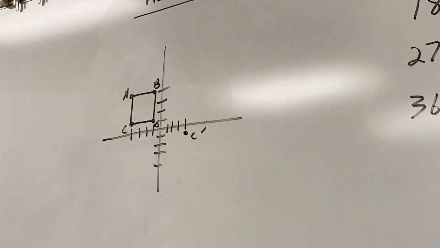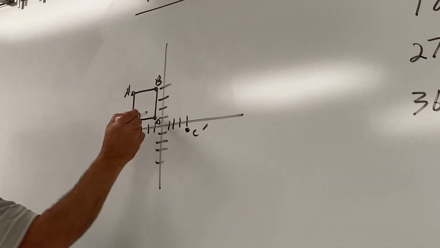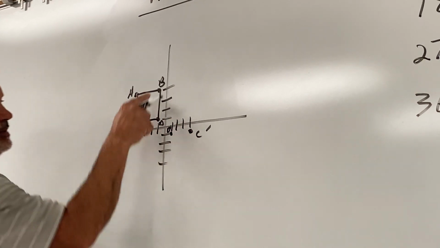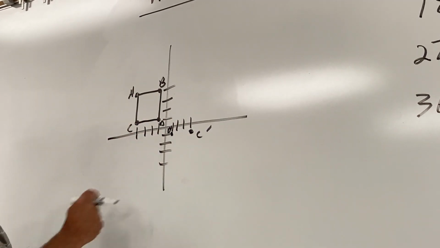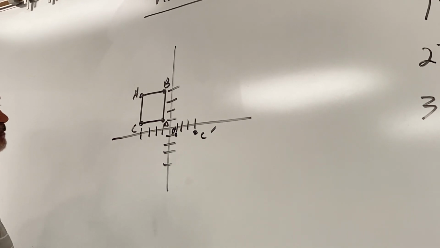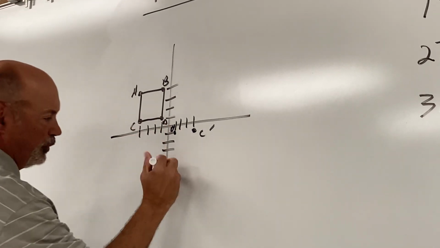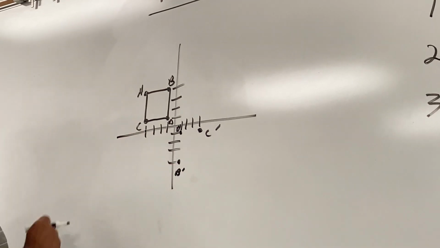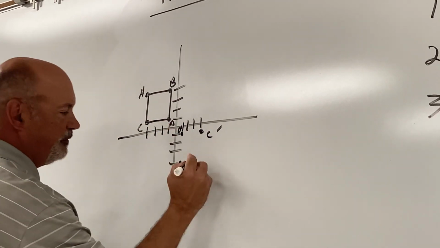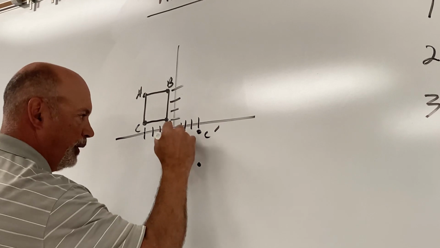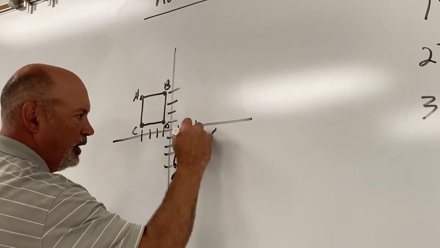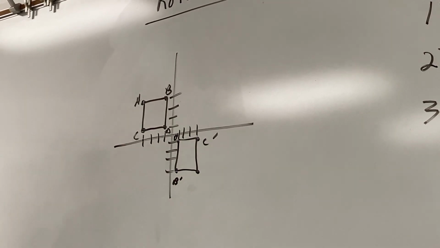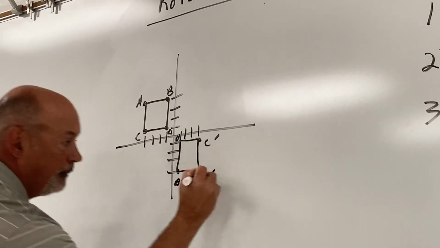How about D prime? 1, -1. How about B prime? Nope, it isn't a 4. 1, -4. 1, -4, good. And how about A prime? 4, -4. Now we're cooking with oil. Good. So this picture got rotated all the way down to here. I didn't label A prime.